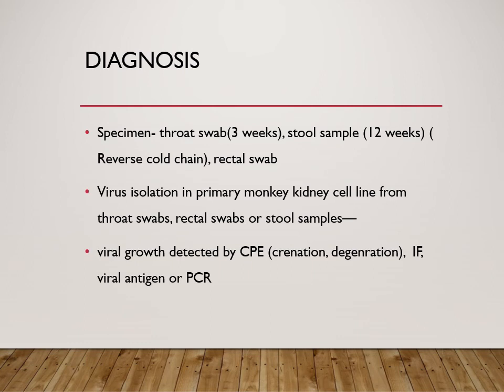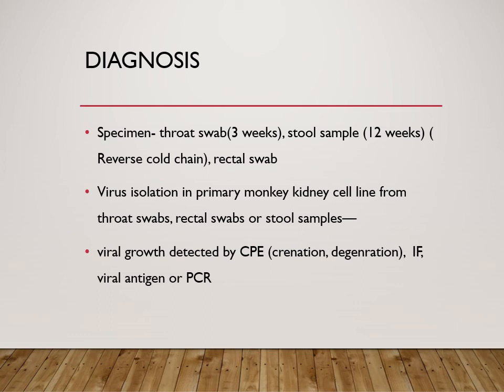Now, how can you diagnose a case of poliomyelitis? Usually we can have different types of samples, but one is the throat swab, which you can take for 3 weeks of the illness. After that, it will not come positive. The stool sample can be taken up to 12 weeks, or the rectal swab.